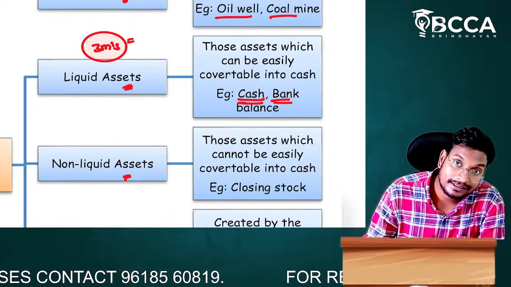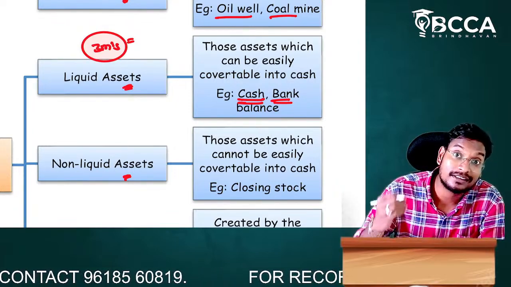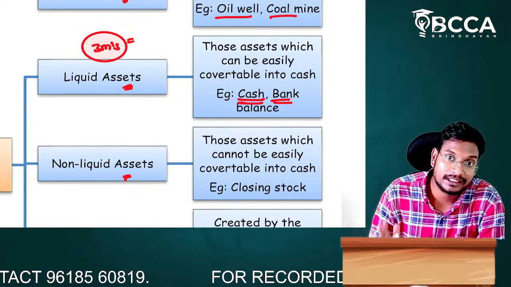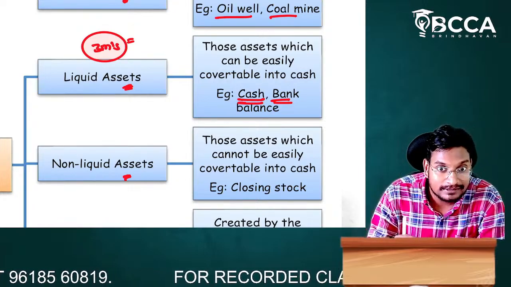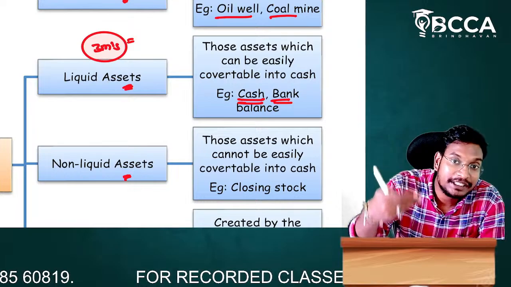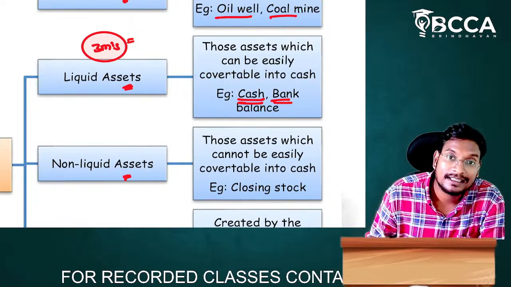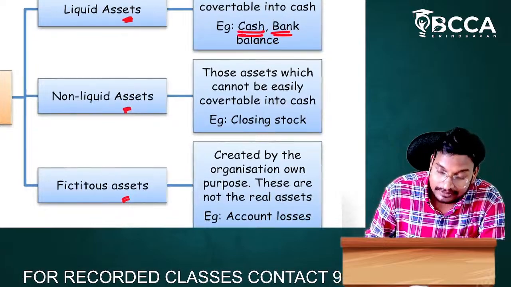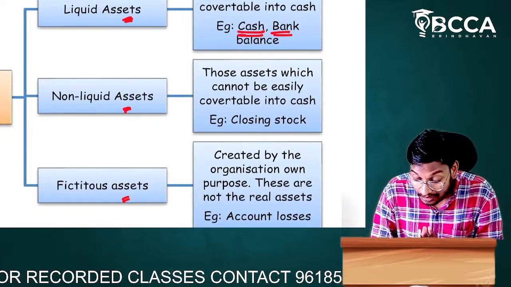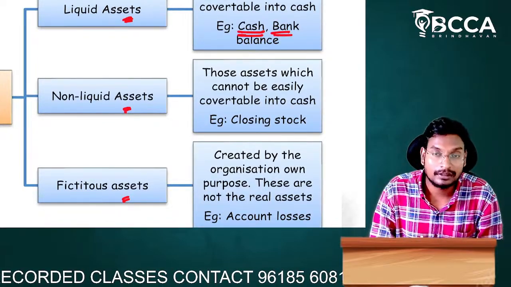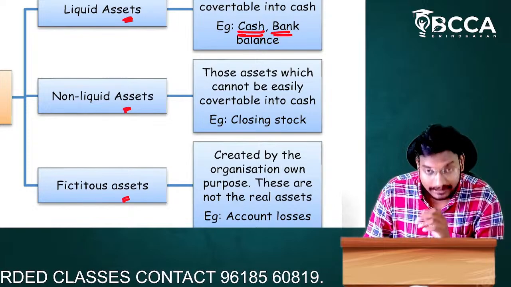In the current assets, it is called a liquid asset. What is the meaning of liquid asset? Within 3 months, if the asset is converted into cash, then it is called a liquid asset. Next one, non-liquid asset.